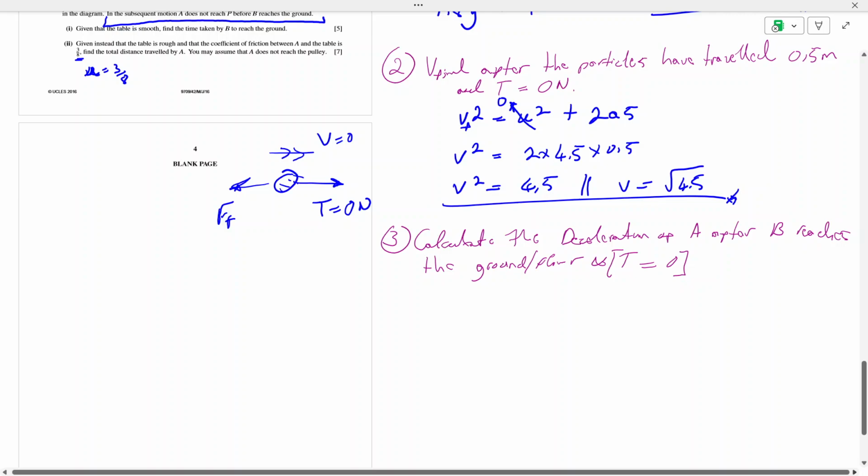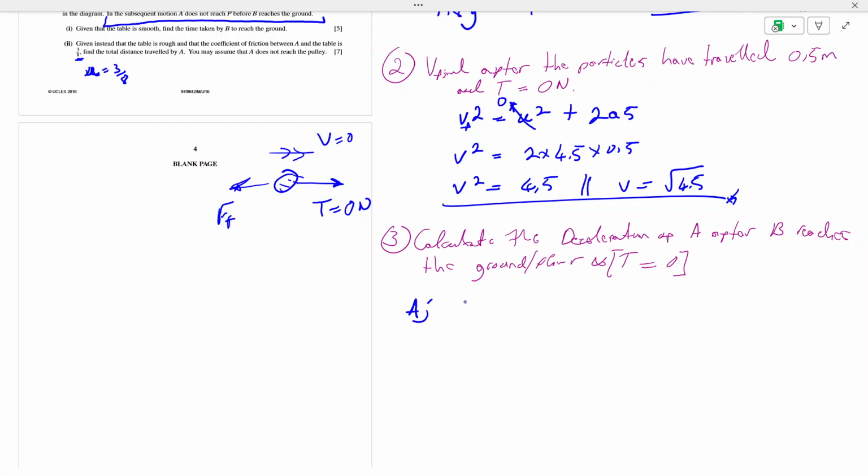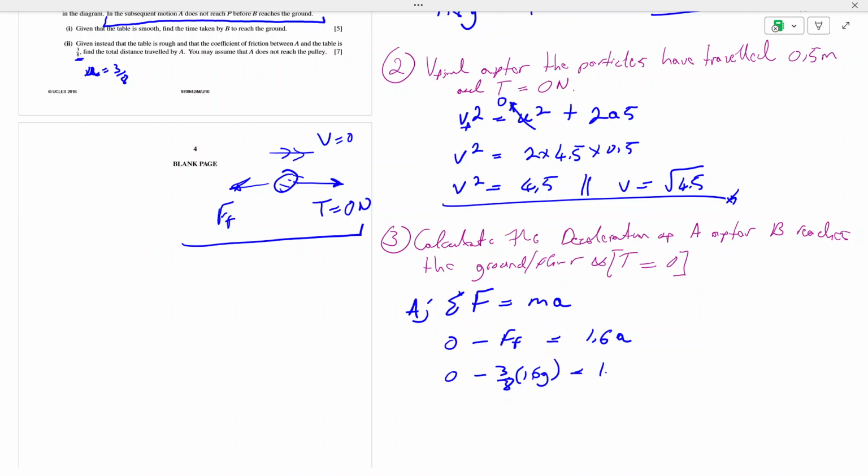I'm going to use Newton's second law again, just for A, since force is equal to ma. And remember, this is the scenario that we have now. Now we have 0 minus Ff is equal to 1.6a, which means 0 minus 3/8 times 1.6g is equal to 1.6a.